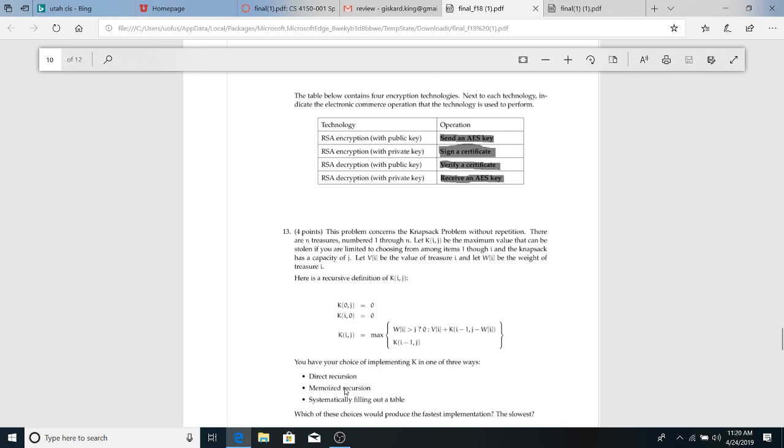The memoized recursion, like that, you could probably get that in maybe n squared or n cubed, depending on the problem. And then systematically filling out the table, you're going to look at a lot of cases that you don't look at in the dynamic approach, or in the memoized recursion approach, right? So it's going to be much faster than the direct recursion, but you're going to be looking at a lot more cases compared to the memoized approach, so it's going to be a little slower.